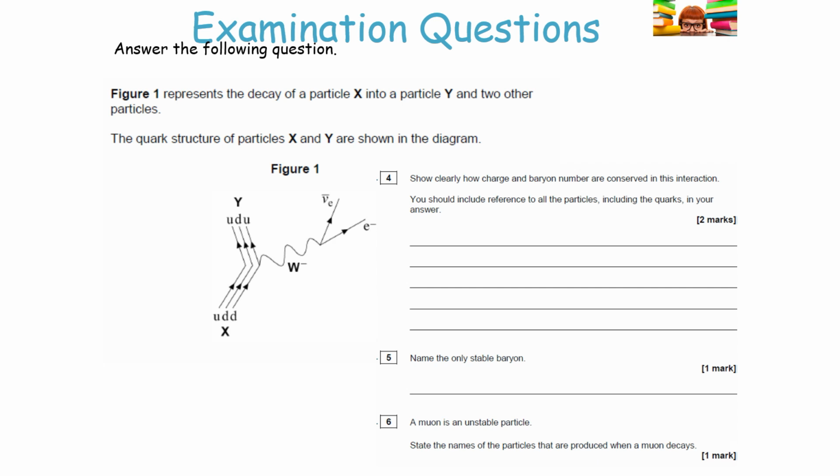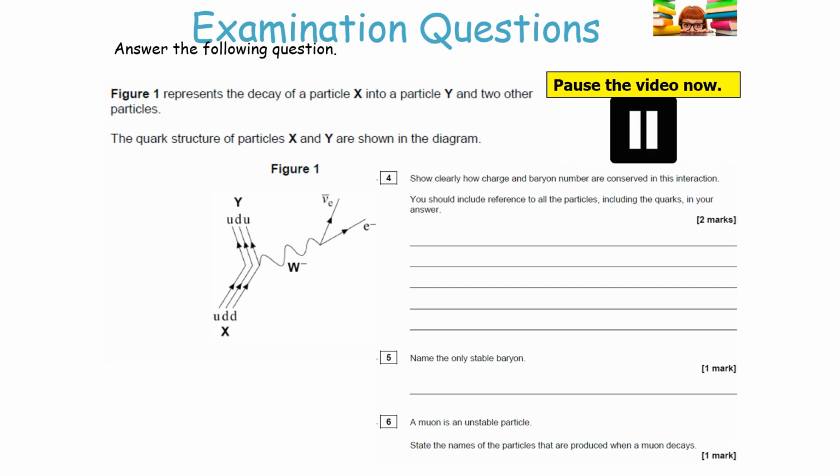Name the only stable baryon, and then a muon is an unstable particle. State the names of the particles that are produced when a muon decays. So pause the video now, then unpause the video when you want to go through your answer.